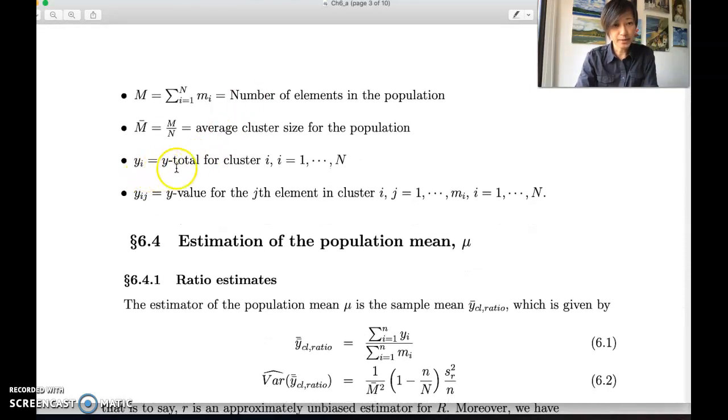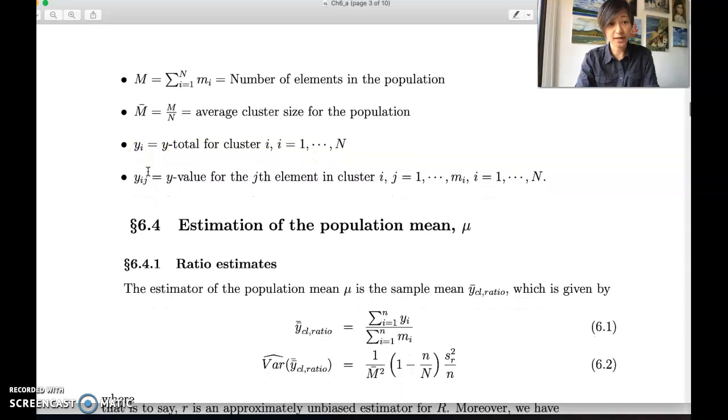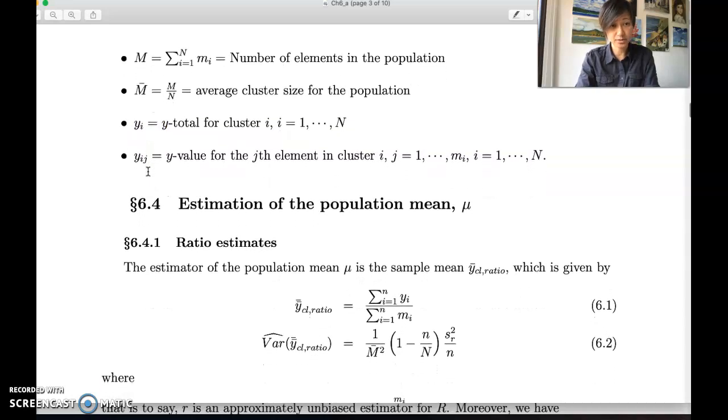Yi again would be the y total for the cluster. So we are looking at a collective cluster total. Yi would be the sum of all of the element variables within the cluster. In other words, within a particular cluster i, j could go from 1 to the size of the cluster mi. So Yij is indeed referring to each of the elements within the cluster.